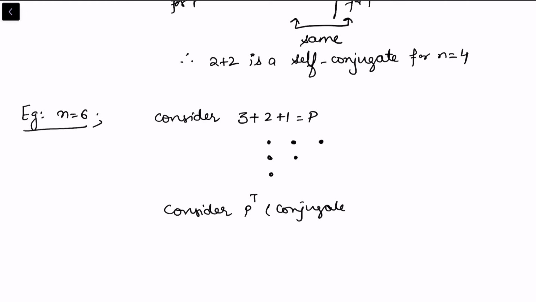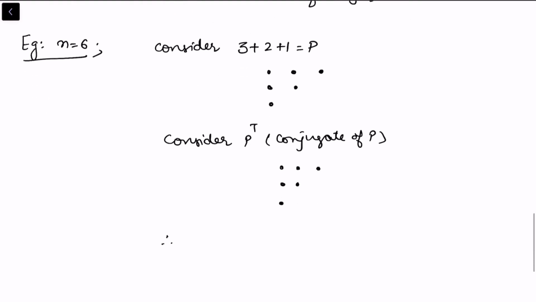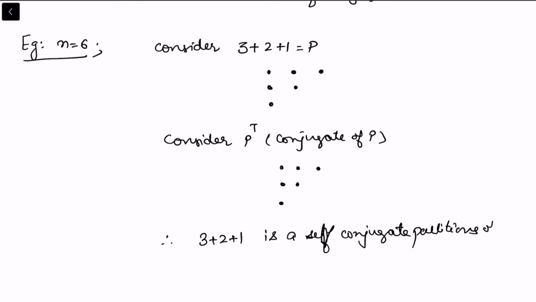And then for the conjugate of P, I need to read it vertically. We see how many dots are in the first column. There are 3 dots. How many dots are there in the second column? There are 2. And how many dots are there in the last column? That is 1. Both are the same. So we can say that 3 plus 2 plus 1 is a self-conjugate partition of 6.